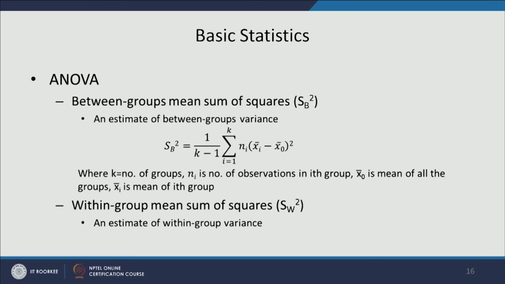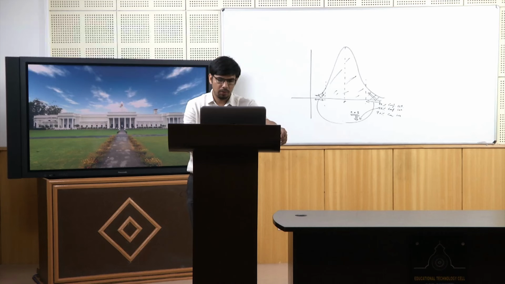Then another estimate that is required is the within group mean sum of square, and this is an estimate of within group variance. So we are trying to find out the homogeneity within a group and its heterogeneity with respect to other groups. So within group variance is computed in this fashion.